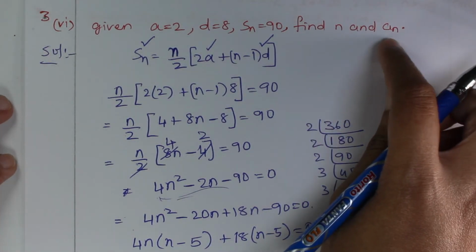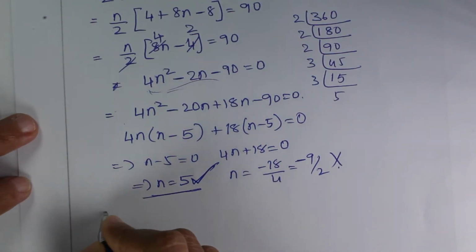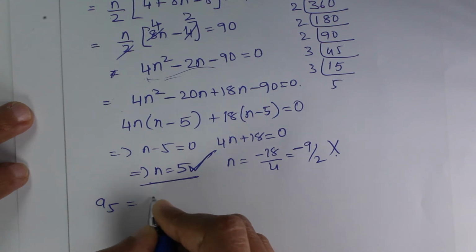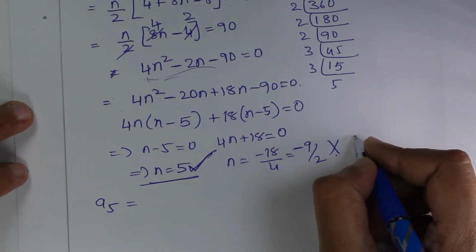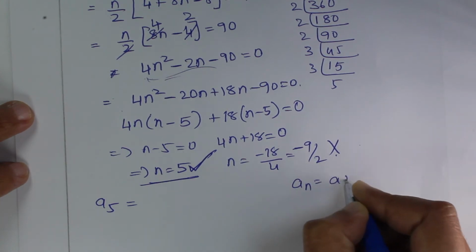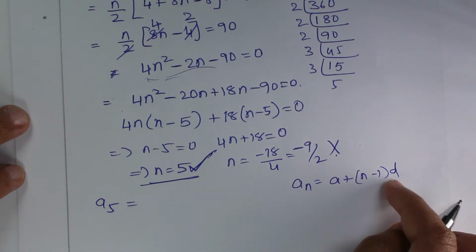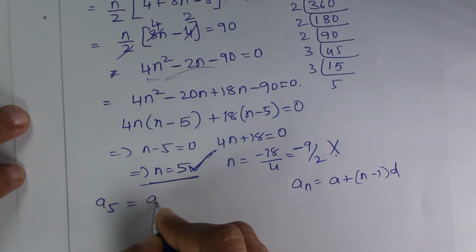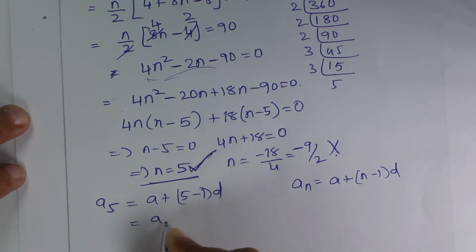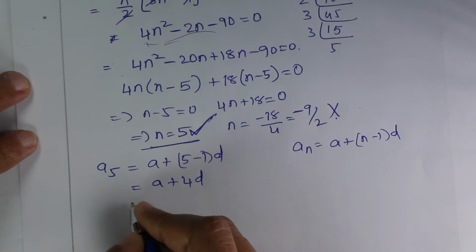Now we have to find out an, that is the fifth term in the arithmetic progression, a5. a5 is equal to, we know the formula of an, right? An formula is an is equal to a plus n minus 1 into d. So I will substitute the value of n here, a plus 5 minus 1 into d, that is equal to a plus 4d.